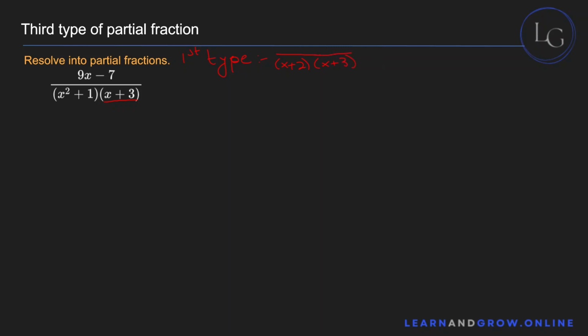So in the second type, the denominator had basically something like this, x plus 2 to the power 3. And so this is the third type. In the third type, the variable has the power. As you can see, there is no variable over here that has a power in it. So over here, we have a variable with a power. So how do we deal with this?